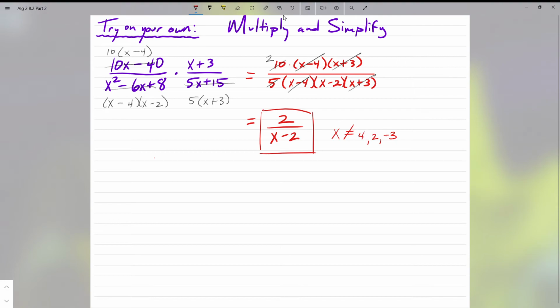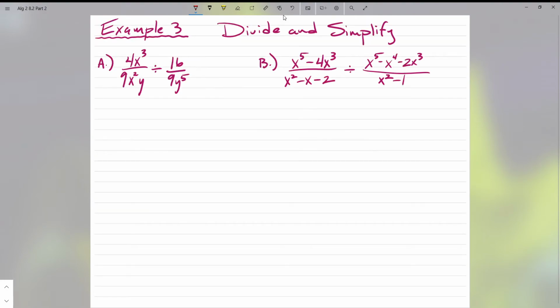Okay, so that's it for multiplying. Let's move on to division, which actually isn't a ton harder, but still is slightly different enough that I know you might need to see some examples of it. Okay, and you might even remember this one step.